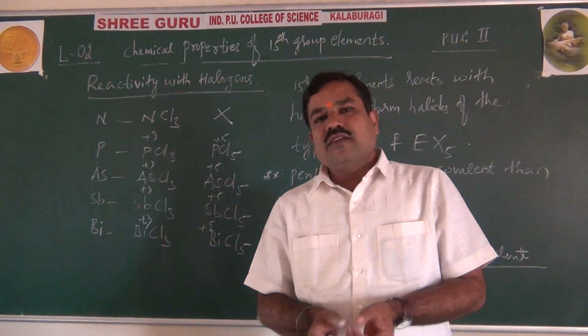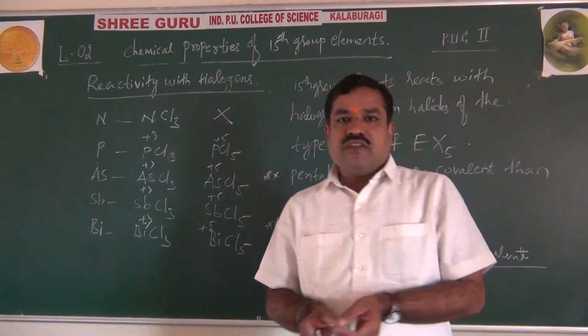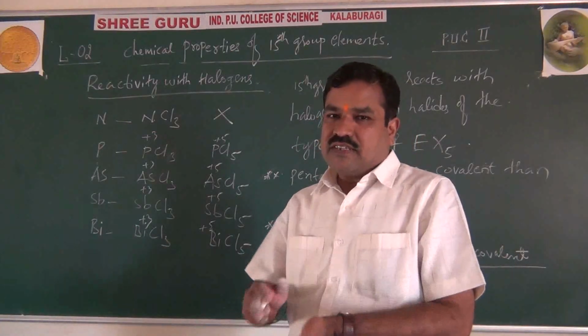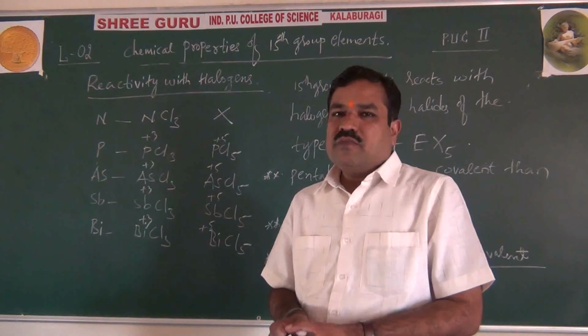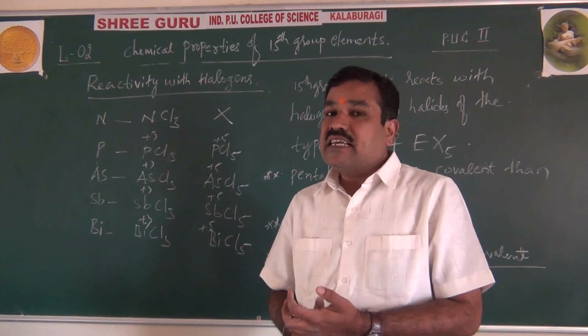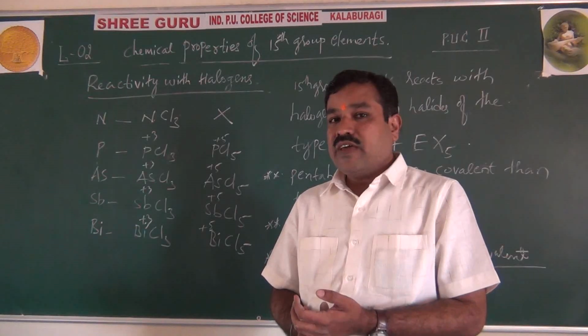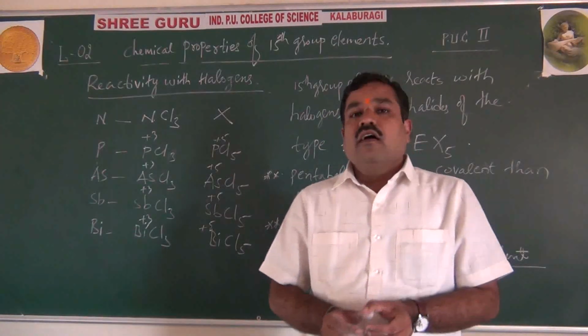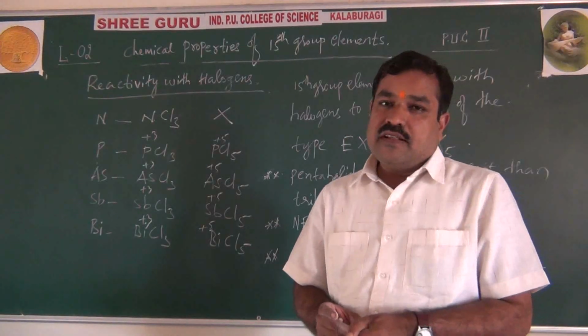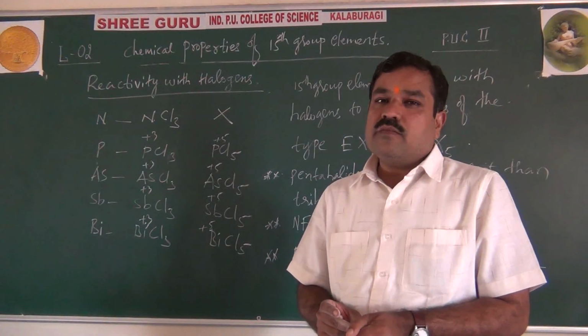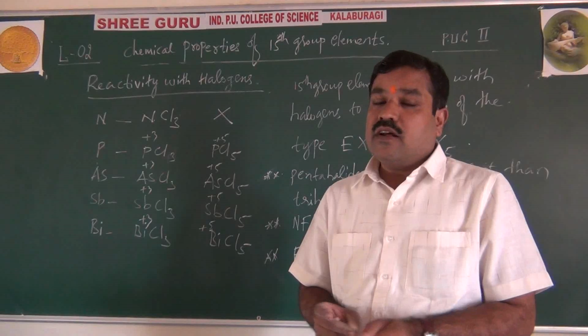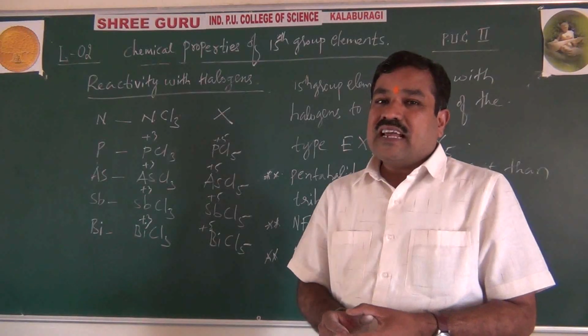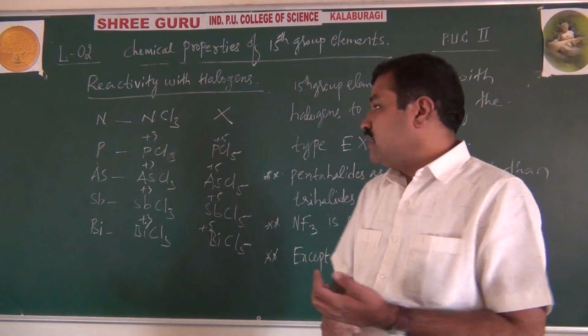But they react with oxygen to form the respective oxides of the type trioxides and pentoxides. Pentoxides are more acidic than trioxides because as oxidation number increases, acidic character increases. Nitrogen and phosphorus are non-metals, they form acidic oxides. Arsenic and antimony are metalloids, they form amphoteric oxides. Bismuth, a metal, forms basic oxide. Down the group, acidic character decreases and basic character increases.